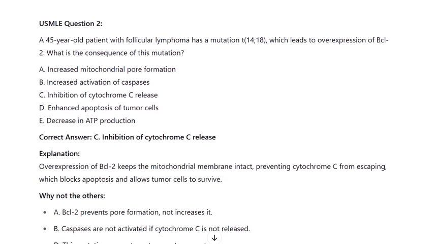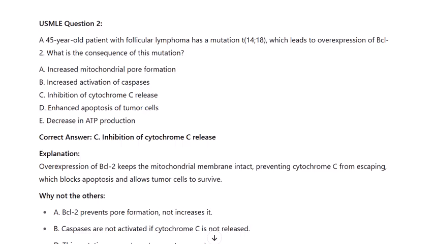USMLE question 2. A 45-year-old patient with follicular lymphoma has a mutation t(14;18), which leads to overexpression of BCL2. What is the consequence of this mutation? A. Increased mitochondrial pore formation. B. Increased activation of caspases.